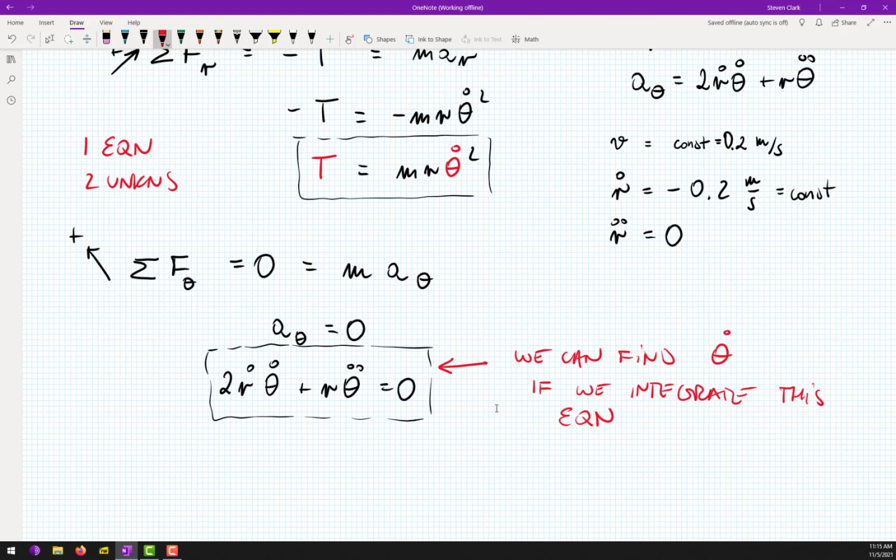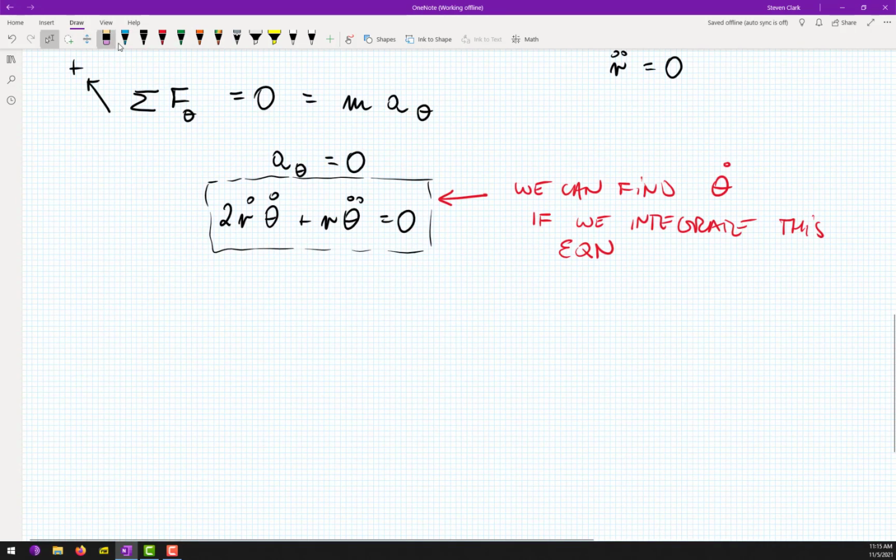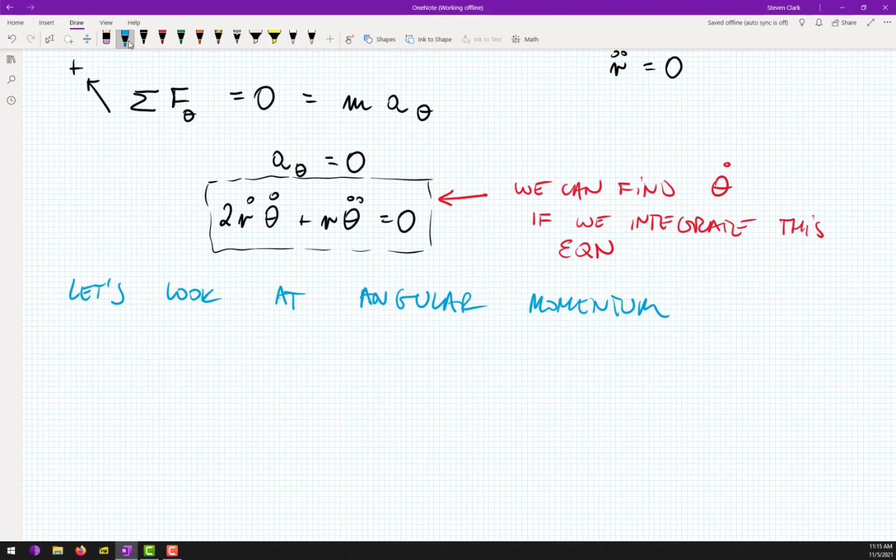However, topic of today is what? Is integrating equations? No. Topic of today is angular momentum. So we're gonna take an equivalent procedure, okay? Instead of integrating this equation, we will go for angular momentum, and we will find theta dot that way. Let's look at angular momentum and find theta dot that way.